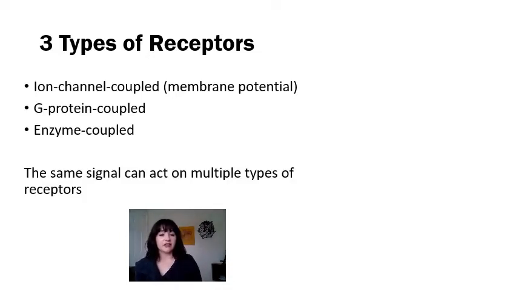And again, the same signal can act on multiple types of receptors. So you can have the same signal bind to a G protein coupled receptor on the surface of one cell, or bind to an enzyme coupled receptor on the surface of another cell.